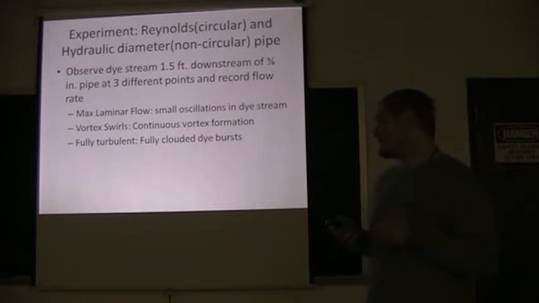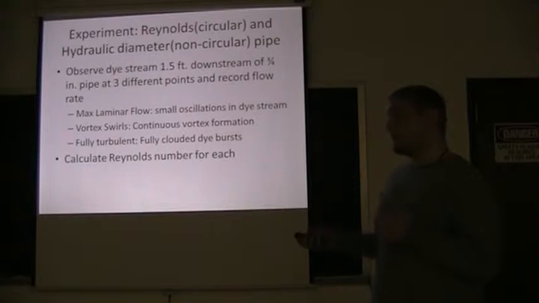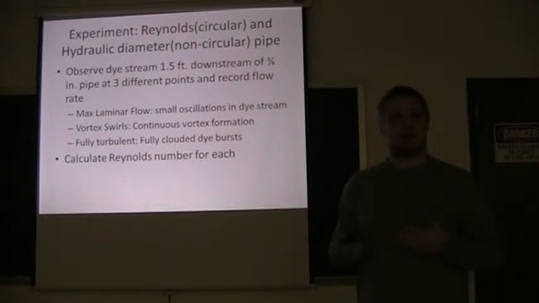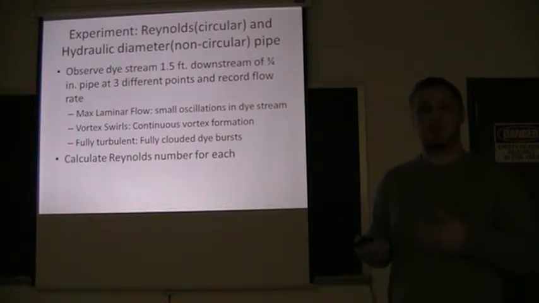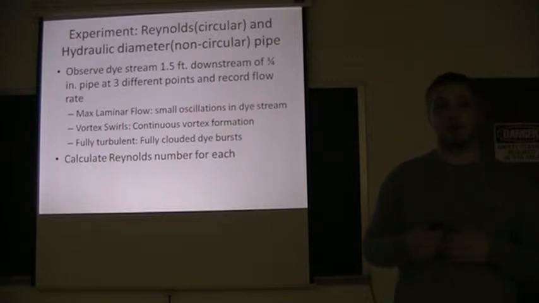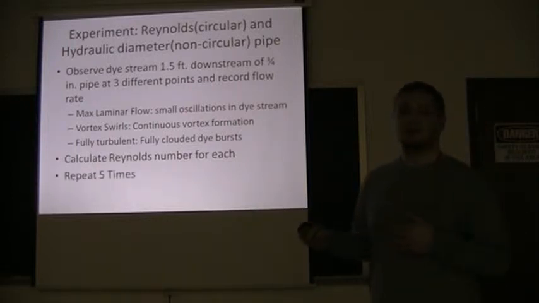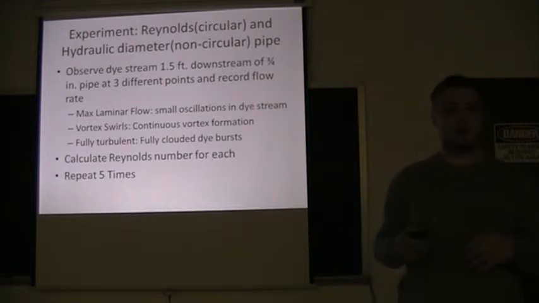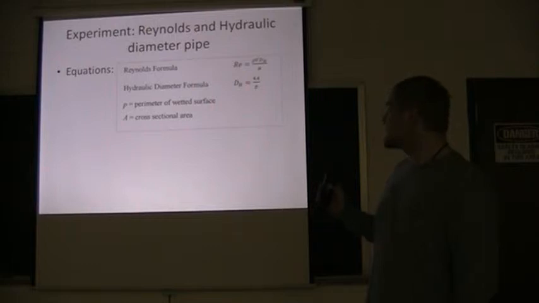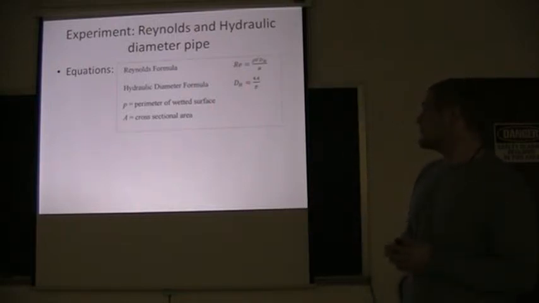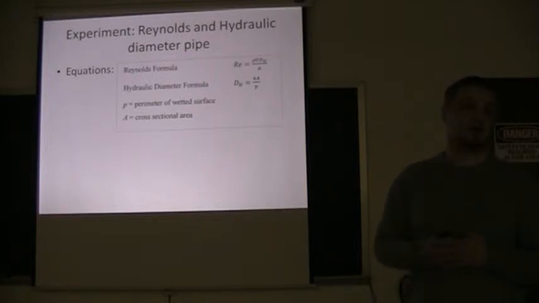It depends on the pipe. All right, then we're going to calculate the Reynolds number for each of those, and hopefully you'll see at the end of this presentation I did a sample calculation, and hopefully we'll have the correct one. And we're going to repeat this 5 times so we have an accurate amount of data points to make sure everything works. All right, these are the equations that we were given for the Reynolds number and hydraulic diameter for pipes.